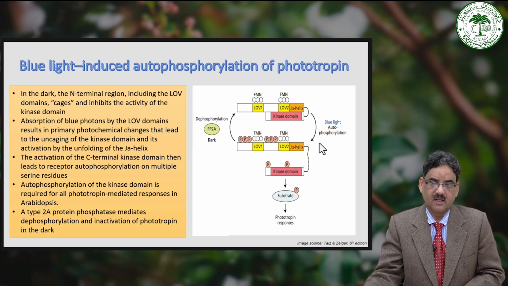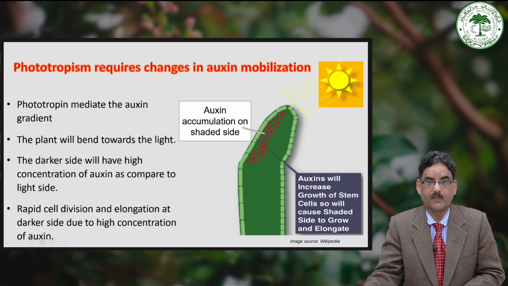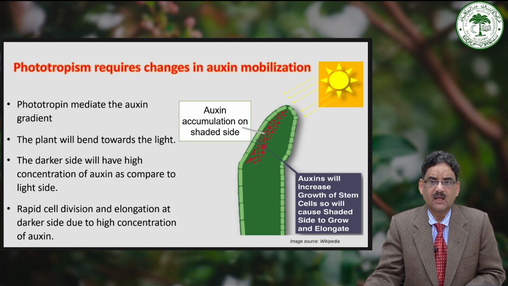In the dark, dephosphorylation takes place, resulting in the inactivation of the phototropin. Coming to the next, phototropism is the phenomenon where plants exhibit directional growth in response to light.